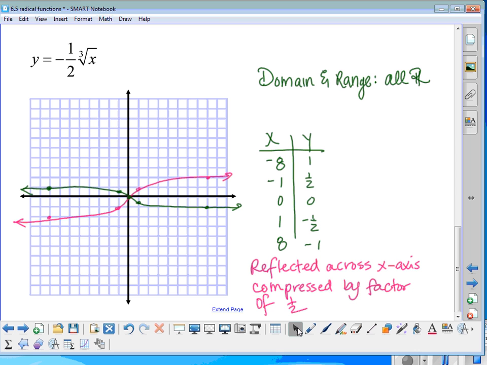All right, so just to make sure you guys remember, what is the domain for a square root function? X is greater than or equal to 0. And what is the range of a square root function? Y is greater than or equal to 0, if we're talking about the parent functions. And then what about my cube roots? All real numbers. All right.